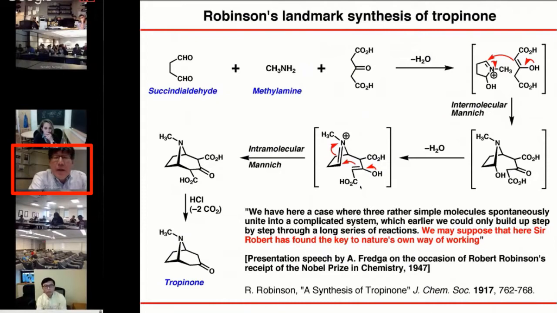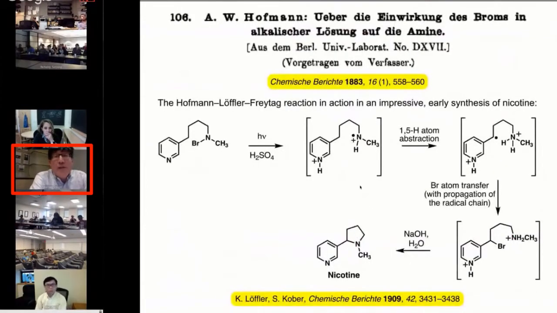Next slide, please. But there was an example of some CH functionalizations that were described significantly earlier. I'm referring specifically to the work of Hofmann, also Löffler and Freytag. This is organic chemical reactivity that was described in 1883. This is reactivity that would come to be known broadly as the Hofmann-Löffler-Freytag reaction, and a very beautiful example of this reactivity is found in a synthesis of nicotine from 1909.